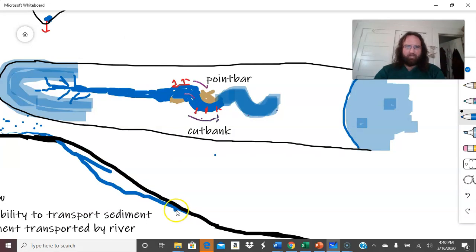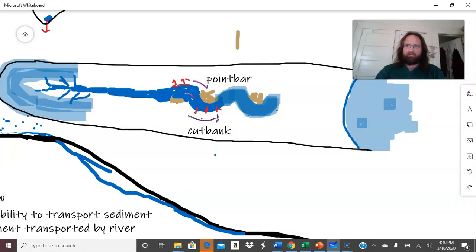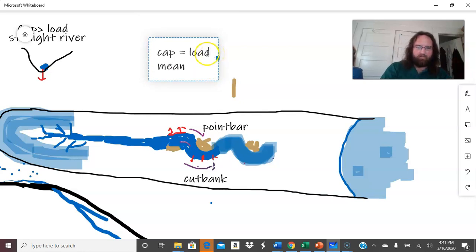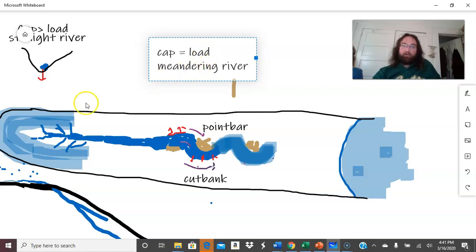Well, this system, a meandering river, is still eroding, it's still cutting a little bit into the ground, but now it's sort of not doing as much. You're starting to get these deposits of the point bars and your cut banks. In some of the videos I post shortly, you can actually see meanders form naturally.